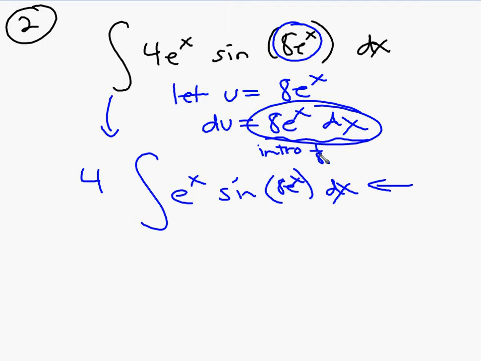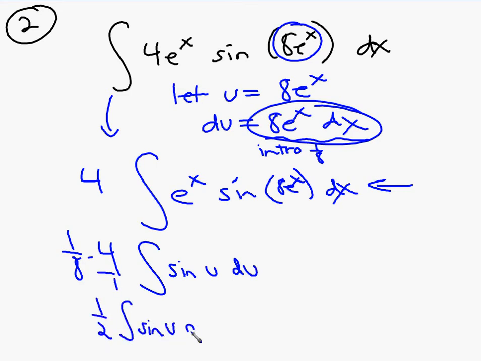Okay? So that's the way my mind thinks. Your mind might think, well, there's already a 4 here, so I just need to multiply it by what? I think better this way. Introduce a 1/8 times 4. All right? And now what do I have? The sine of u du. So what is 1/8 times 4? Isn't it 1/2? Put the 4 over 1, and I'm going to have 1/2 times the integral of the sine of u du, and from there it's pretty easy. From there, it's just 1/2 times the negative cosine of u. So that's going to be negative 1/2 times the cosine of 8e to the x plus c.